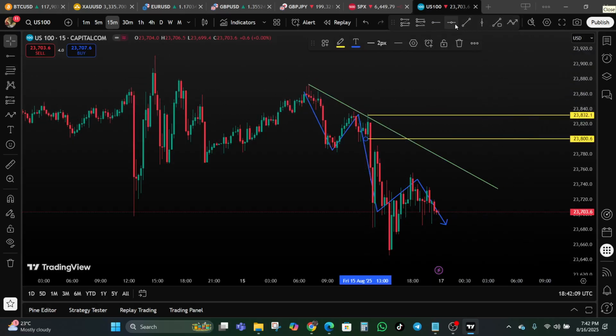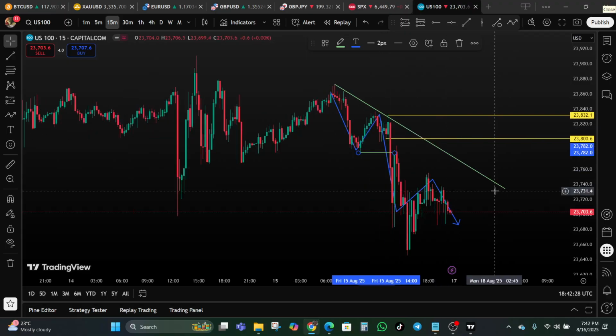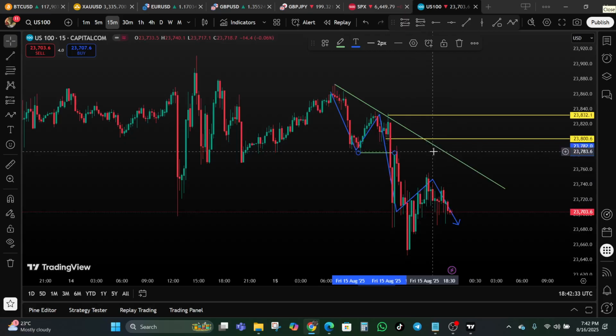So you can see that we had a break of structure around here. So we had a break of structure around here, right? The price fell below this low. Now, this was the last bullish candle before this break of structure occurred. So it means we have a bearish order block around here. So what we just have to do is to wait for price to get back into this zone.